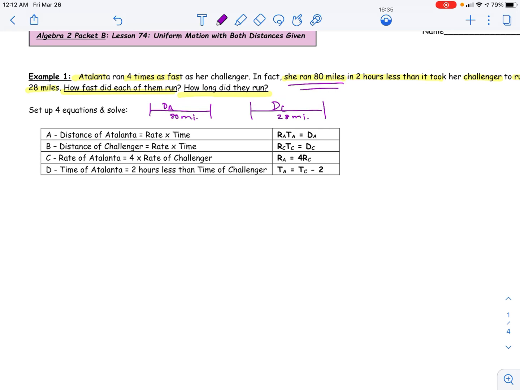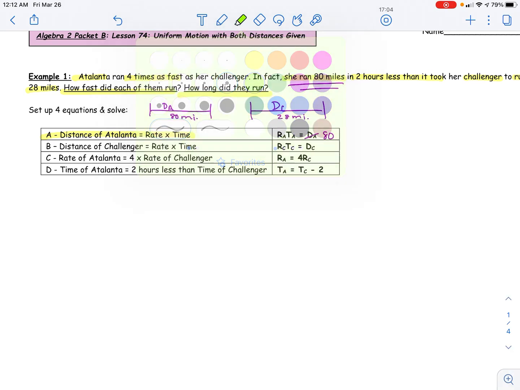expressions and the equations that we set up to represent all of these items in the problem. All right, so what is the distance of Atalanta? Well, distance is always rate times time. I'm right down here looking at letter A. So the distance of Atalanta is going to be rate times time. So we're going to write that as the rate of Atalanta times the time of Atalanta equals the distance of Atalanta, which we know is 80. So we can actually replace this with 80 right here.